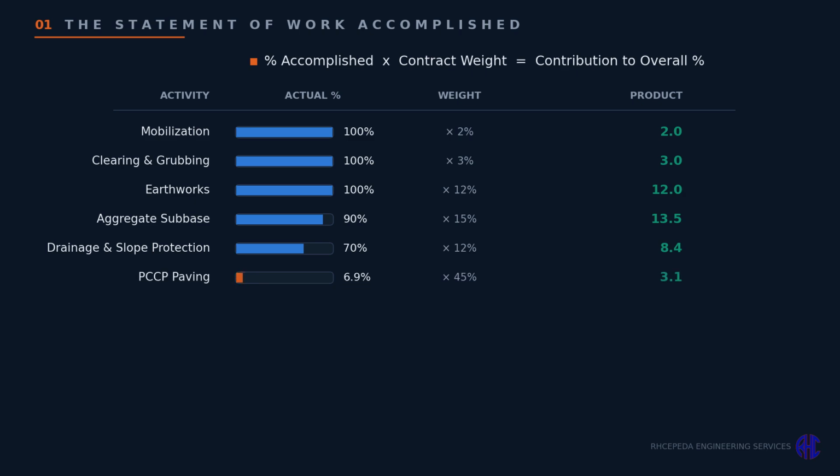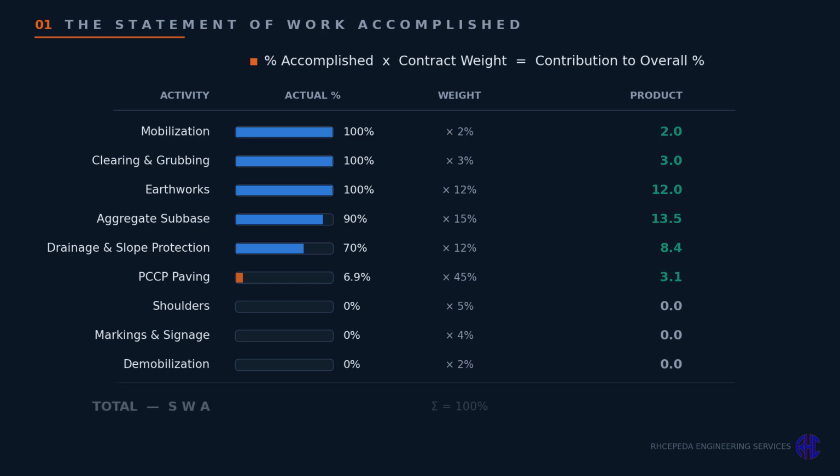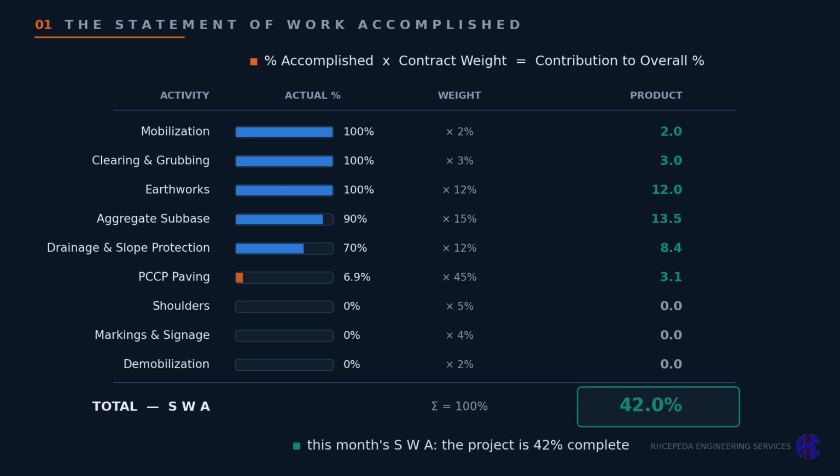Aggregate subbase, 90% on a 15% weight, 13.5. Drainage and slope protection, 70% on a 12% weight, 8.4. PCCP paving just started, 6.9% of its 45% weight, 3.1. Shoulders, markings, and demobilization haven't started, 0. Add the column, and the SWA says this project is 42% complete.